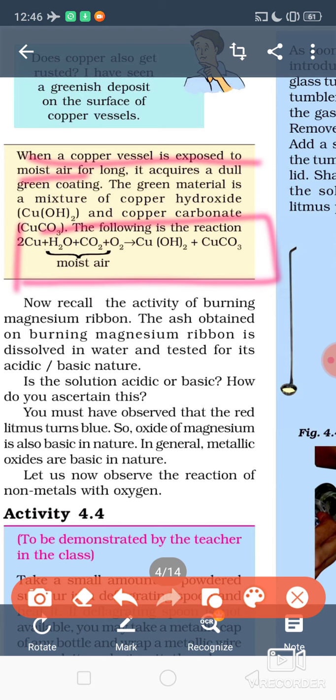So the question: what happens when a copper vessel is exposed to moist air? Then it acquires a dull green coating. I have shown you in the figure. Due to exposure to the open air, and in the air water vapor is present, oxygen is present, and carbon dioxide is present, so rusting takes place. And that rusting comes in the form of a green coating.